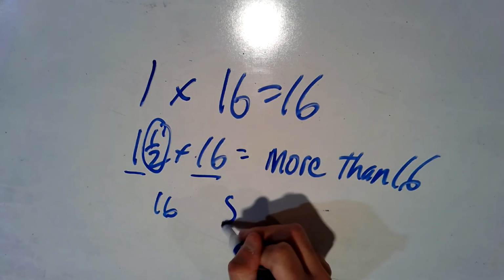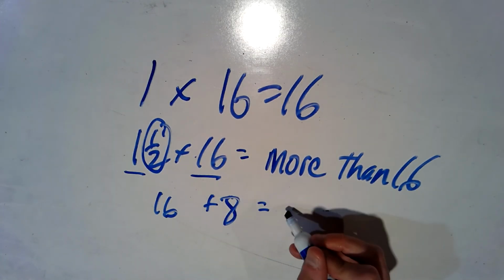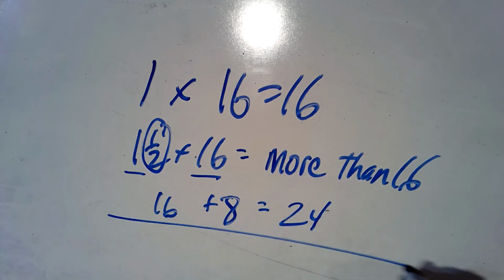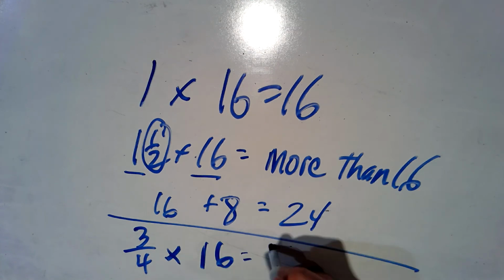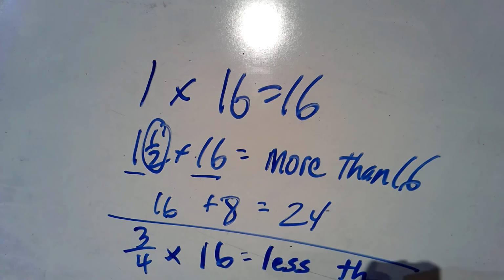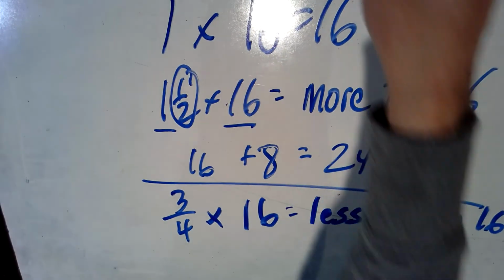What if I said 3/4 times 16? Will that be more than 16 or less than 16? It's going to be less than 16 because 3/4 is less than 1 whole. So we know it's going to be less than 16 because 3/4 is less than 1. The product got smaller. In fact, let's figure out what is 3/4 of 16.